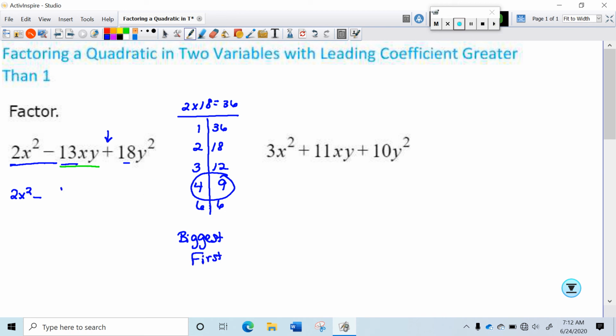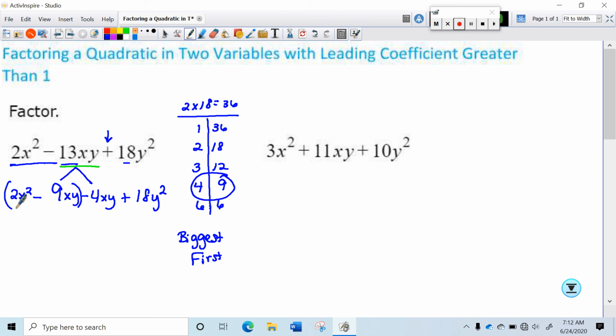So I'm going to put the 9, and then any letters go with that. Now I have a negative 9, but I want a negative 13. So that 4 has to be negative as well, because those two in the middle have to add to the one that you just split up. So a negative 9 and a negative 4 is a negative 13. Then I bring down the last term, put parentheses around the first two terms, and see what they have in common.